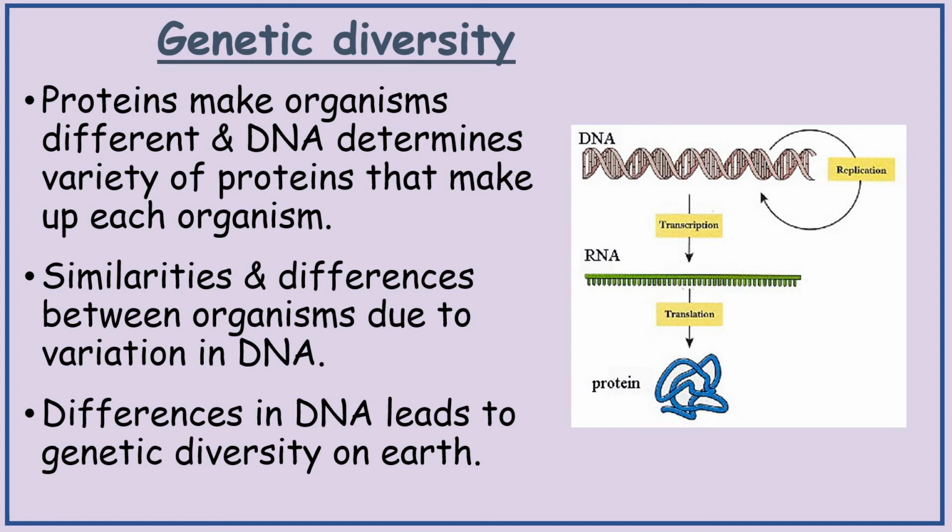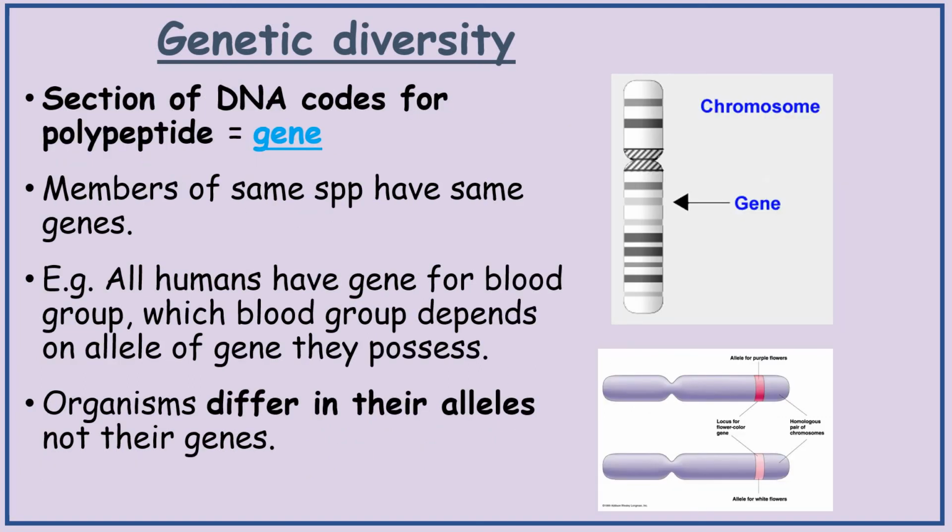Proteins make organisms different, and DNA determines the variety of proteins that make up each organism. Similarities and differences between organisms are due to variation in DNA. Differences in DNA lead to genetic diversity on Earth. A gene is a section of DNA that codes for a particular polypeptide. Members of the same species have the same genes. For instance, all humans have the gene for blood group, but which blood group they actually have depends on the alleles of the gene they possess. So organisms differ in their alleles, not their genes.